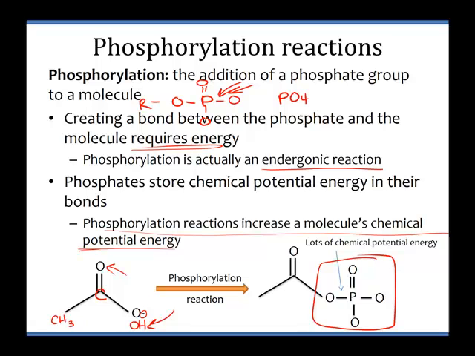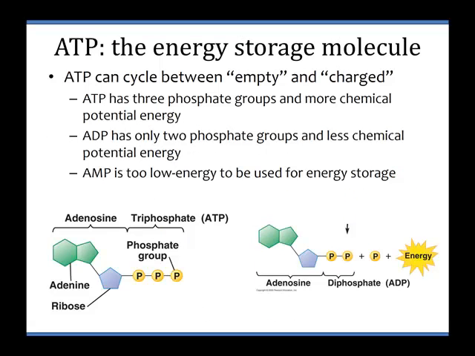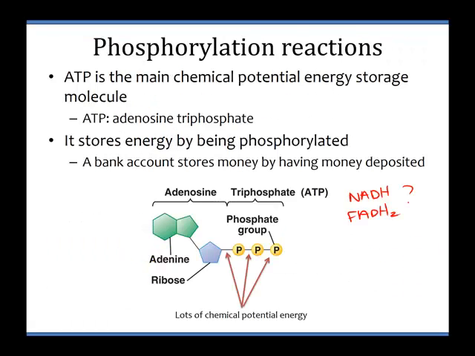Now, here's the thing. Just like we needed electron storage, remember we had our NADH and FADH2 as our electron storage. Remember those guys? We have to have a chemical potential energy storage molecule. Okay? And that molecule is this guy called ATP. ATP stands for adenosine triphosphate. Adenosine triphosphate. And the whole point of ATP is just to have phosphate groups.